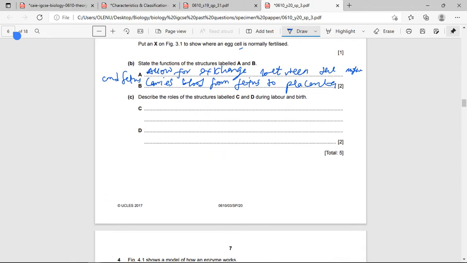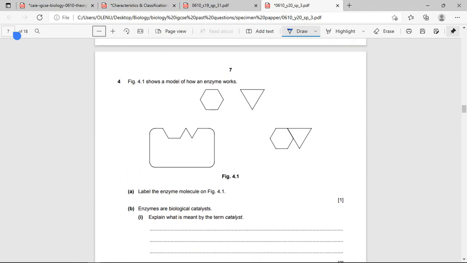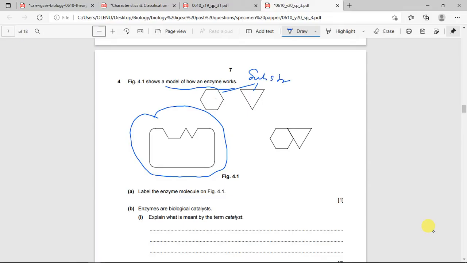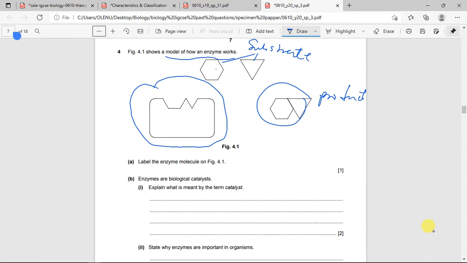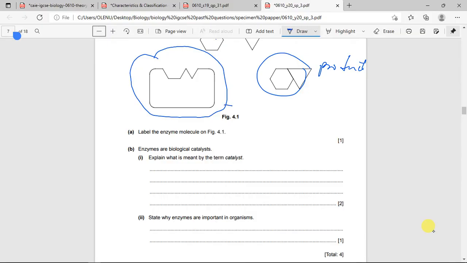Okay, I've answered that. Now, this question has to do with the functions of enzymes. Thank God I was explaining this to you guys the other day. Figure 4.1 shows the model of how enzymes work. Label the enzyme molecules in this diagram. This is the enzyme. This and this are the substrate. And this is the product. So you just circle this. This is the enzyme.